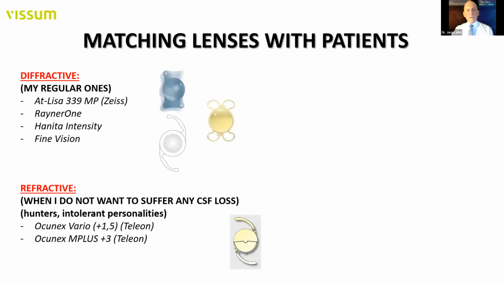So which are my favorite lenses? With diffractive, I use the LISA 3, which shows to be the best one. The Rainer 100 intensity and fine vision.